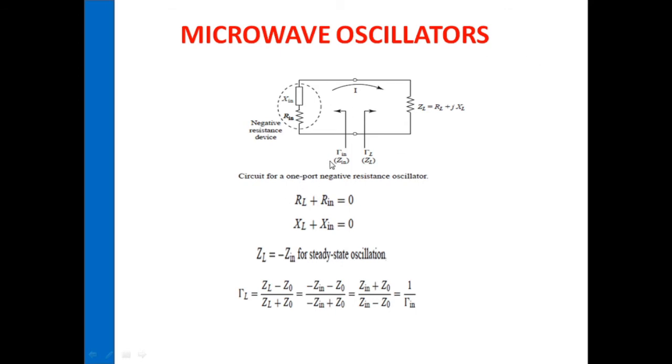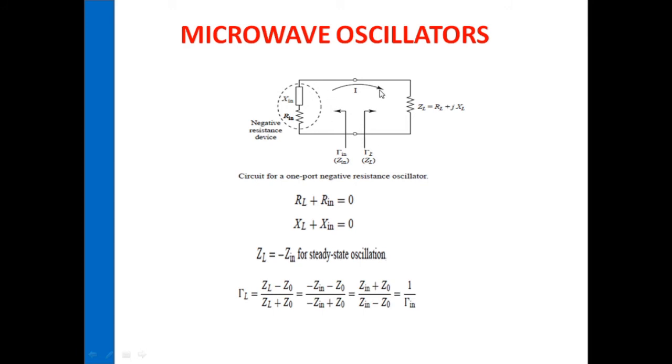Now coming to the one port negative resistance model. What does one port mean? If the active device consists of two terminals, then that kind of oscillator is called a one port negative resistance oscillator. An example is the Gunn diode oscillator. If the active device consists of more than two terminals, that is called the two-port oscillator model. Now the one port negative resistance oscillator model consists of an input side impedance value and a load side impedance value, which form a closed loop.